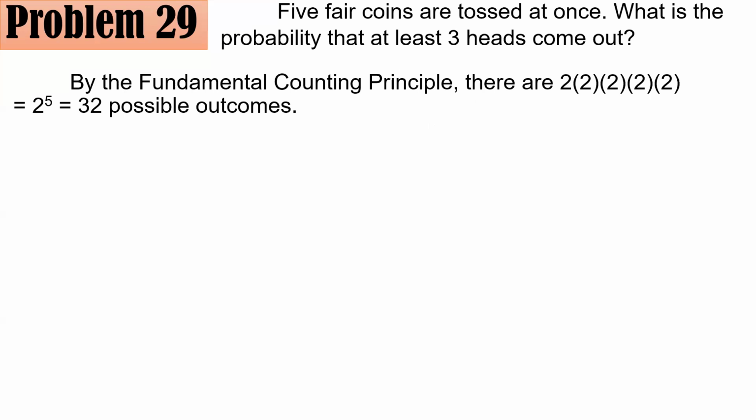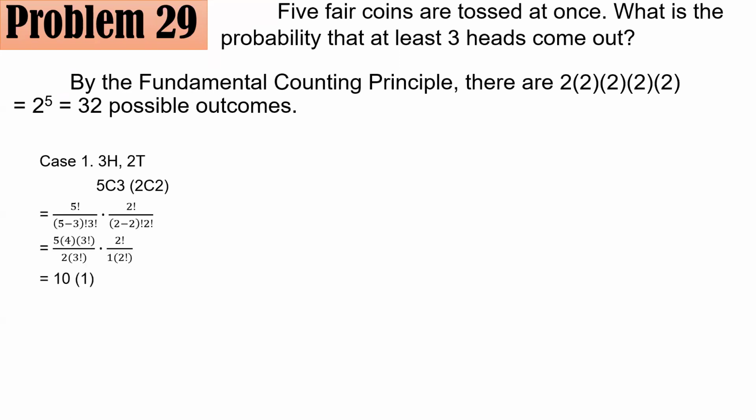The first case is for you to have 3 heads. And of course, since there are 5 coins only, the other ones should be tails. So you have 5C3 for the 3 heads, and the remaining 2 have to be tails. So 5C3 times 2C2, this 5C3 is 10, and 2C2 is 1. This simplifies to 10.